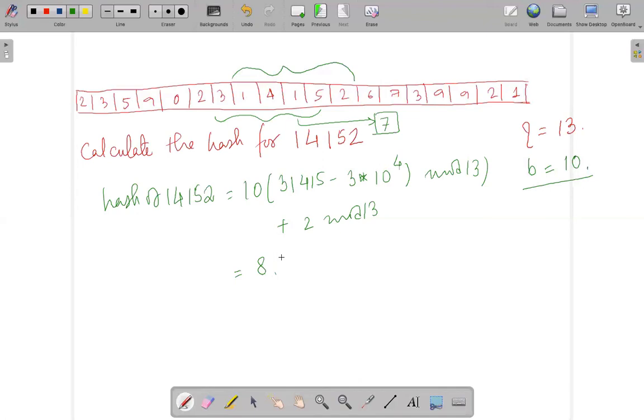Now you see that, as I said earlier also, there could be collisions. Okay. And if you keep on computing like this, then the series 67399 will again lead you to a hash value of 7. Okay. So this is something that you need to be careful about.